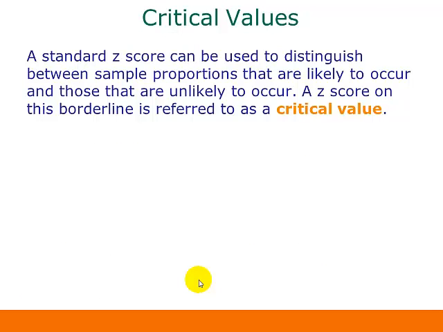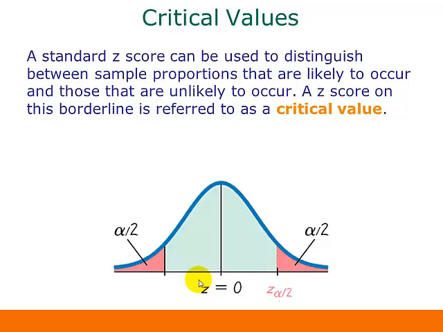Now, the way we use that fact is that we use a z-score, which is from the standard normal distribution, to distinguish between sample proportions that are likely to occur and those that are unlikely to occur. A z-score on the borderline between these two is referred to as a critical value. So here's a picture of our standard normal distribution. We have a mean of 0 and a standard deviation of 1. Our critical values are going to be the ones on the borderline between sample proportions that are likely to occur and sample proportions that aren't likely. Anything in between these two would be the ones that are likely to occur. Anything in those two tails is going to be something that's unlikely to occur.